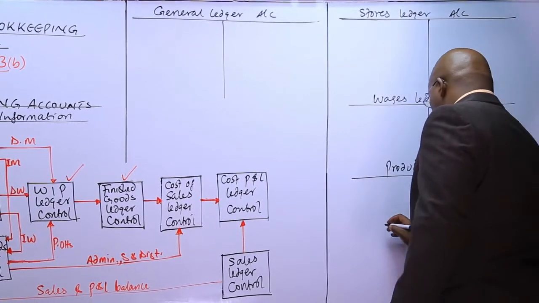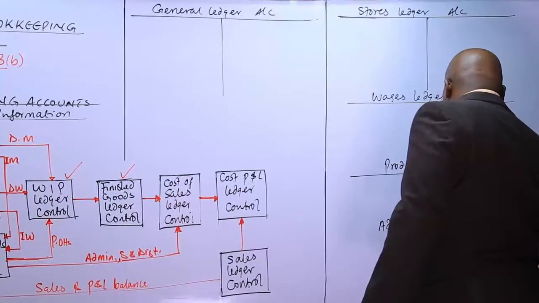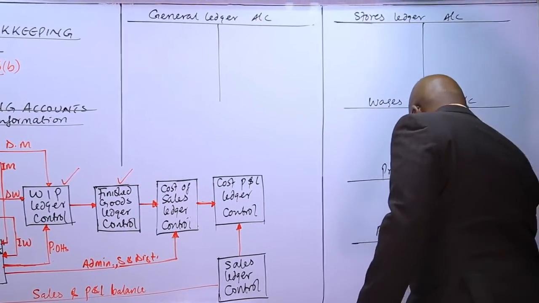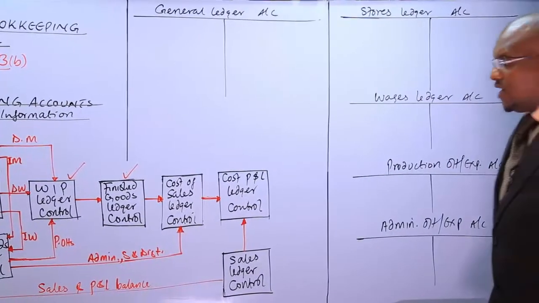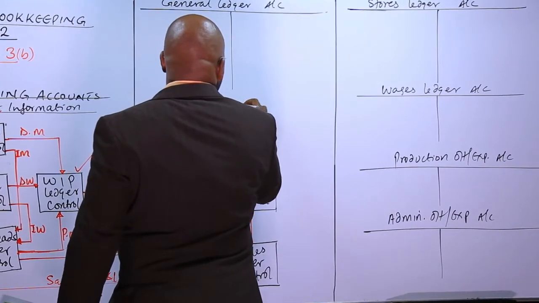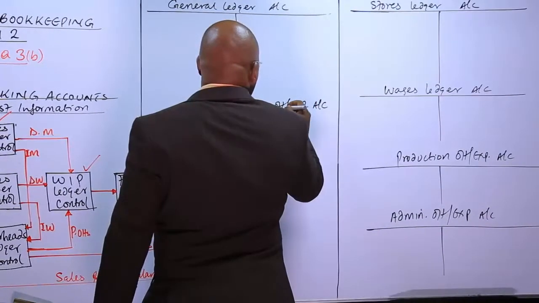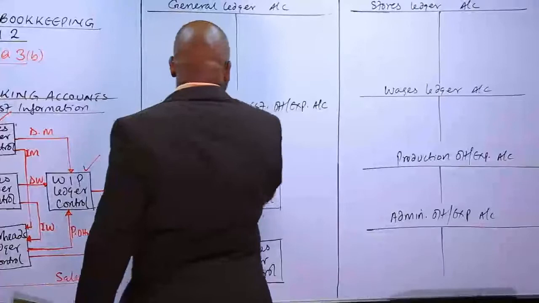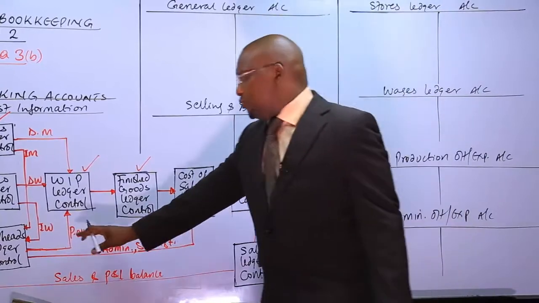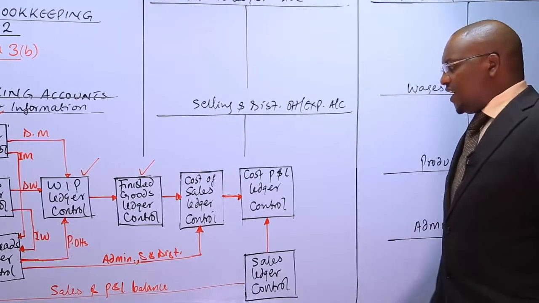We do have the admin overheads or expenses account. Then you're going to open the other accounts, like I can open here the selling and distribution overhead or expenses account. So I've reached up to this. So we still have the work in progress, the finished goods, the cost of sales, and the rest.